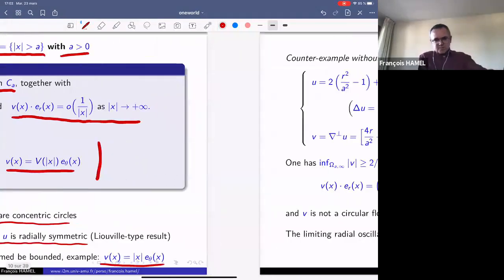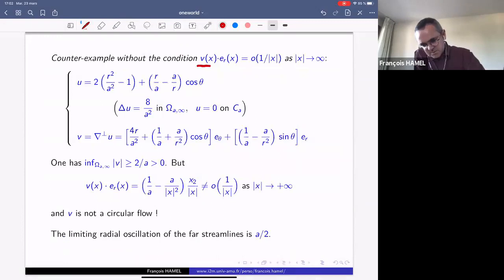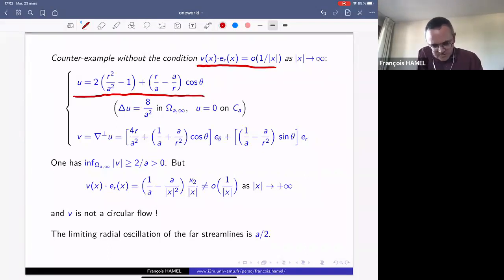So I would like to comment on this condition at infinity. And I would like to say that without this condition at infinity, the conclusion does not hold in general. By that, let me just show you one counterexample. So I consider a function u which is defined by this formula in polar coordinates.